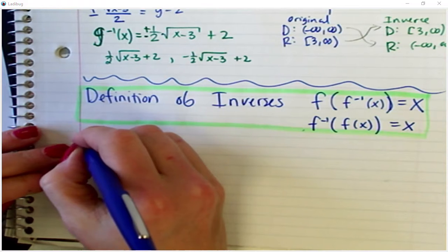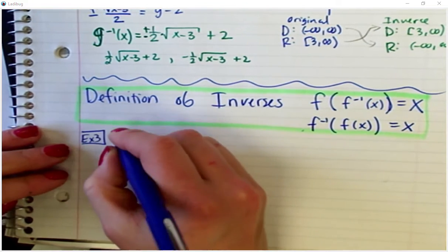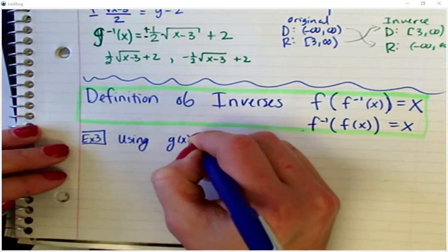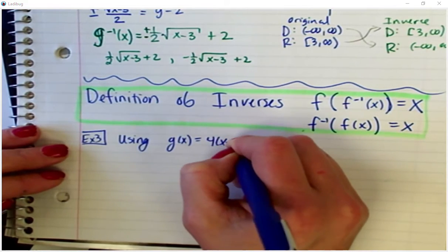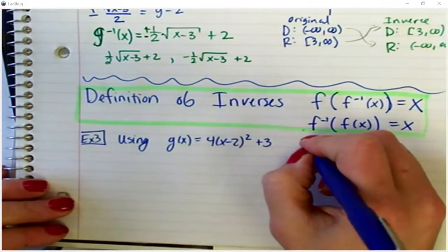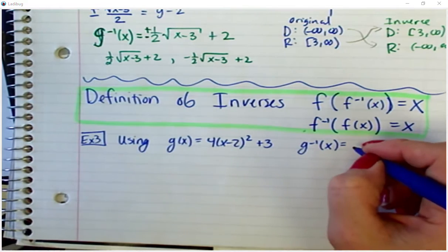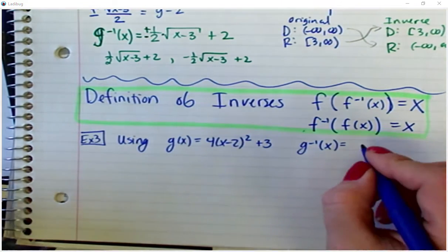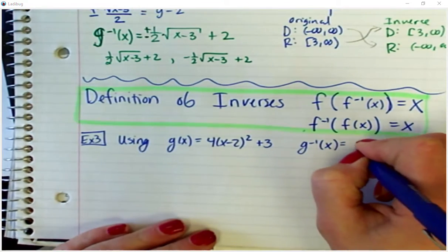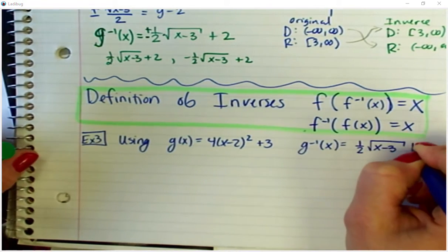Okay. So, example 3. Using g of x, the same one that's above here, and g inverse of x. But I'm going to change it slightly. Just put 1/2, don't put plus or minus.